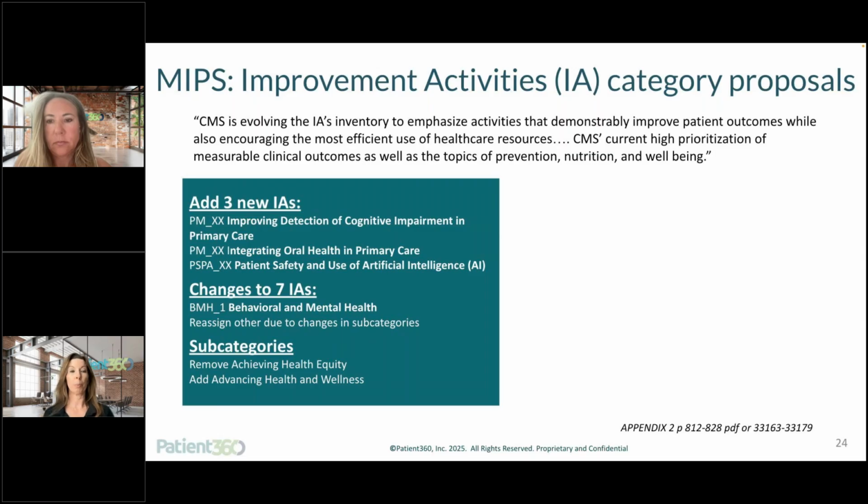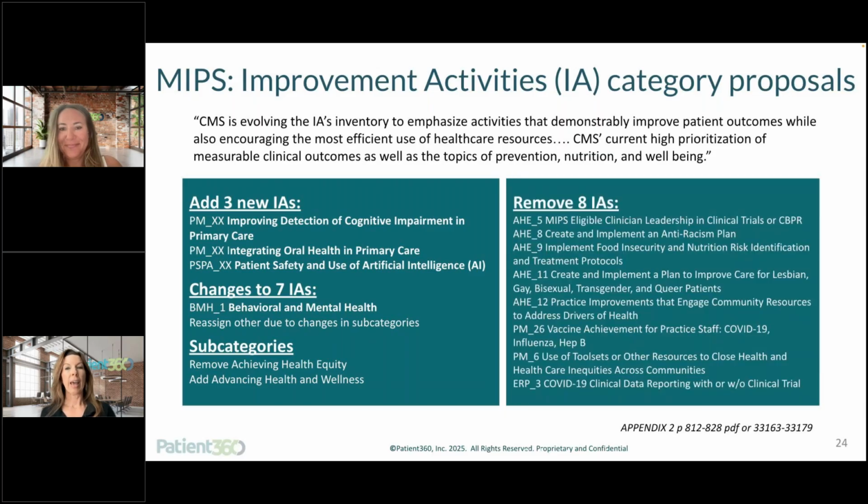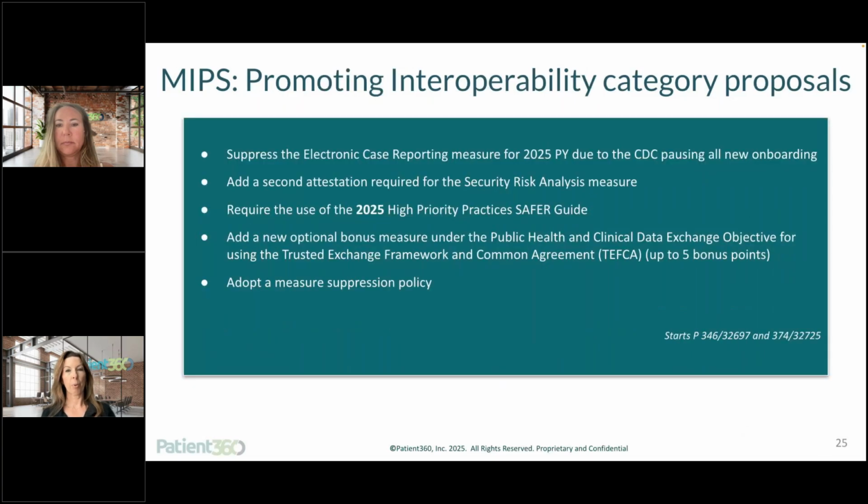Changes to 7 IAs, and as far as changes to subcategories, again, we see one of those overarching themes where we would be removing the special subcategory for achieving health equity and replacing it with advancing health and wellness. And then as far as removing IAs, again, the content is on the slide for you. We see some of those same themes reflected in what they are removing: process measures in lieu of let's move on to outcome measures.